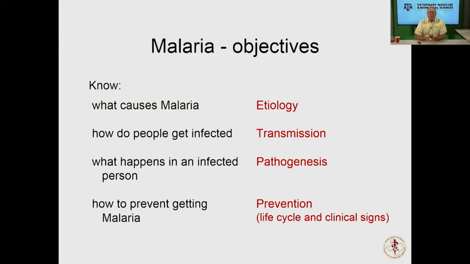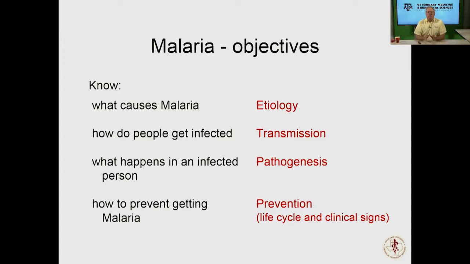All right, so I always like to start off with what I'm trying to get across to you, some of my objectives. What I hope that you'll take away from this talk is what causes malaria. In medicine, we call that the etiology. The etiological agent is what causes the disease. Also, how do people get infected? That's called the transmission of the disease. What happens in an infected person? That's the pathogenesis. That's what the parasite or the organism does within your body.